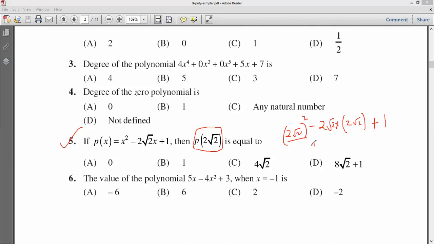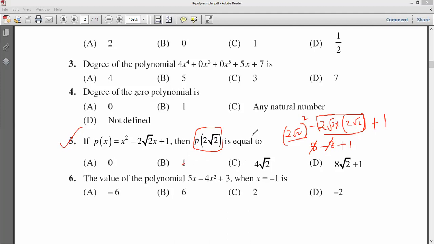So 4 into 2 is 8. And here again you will get 8. So 8 minus 8 plus 1. The 8 and 8 cancel, and in the answer the last term is 1. Now tell me the answer. The value of the polynomial is 1 only.